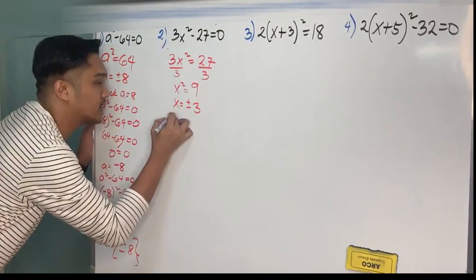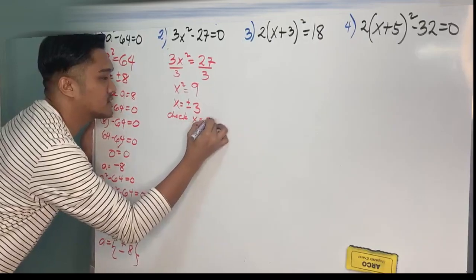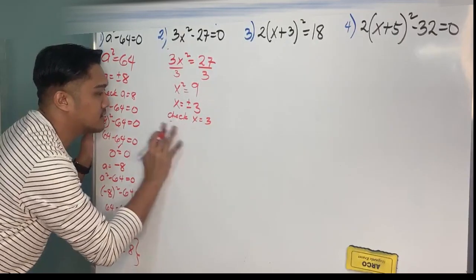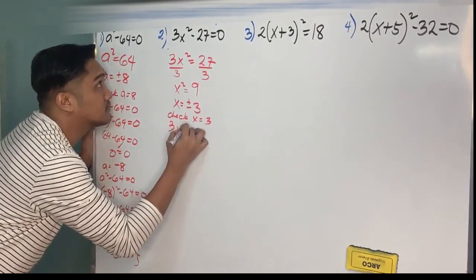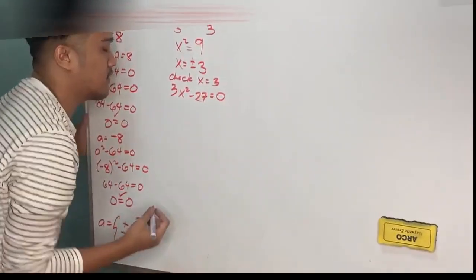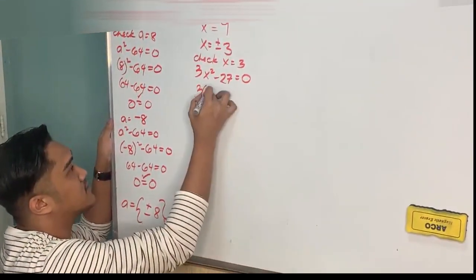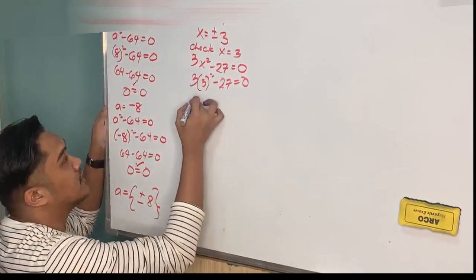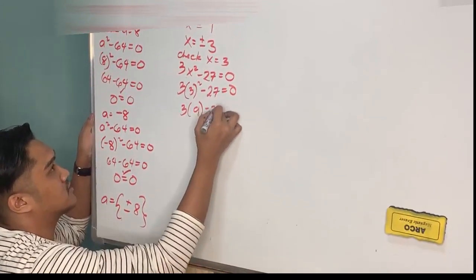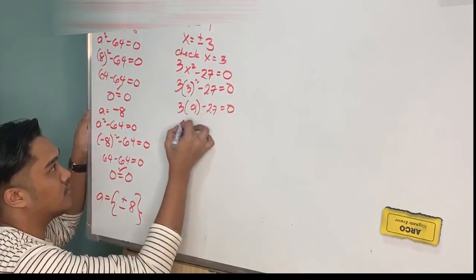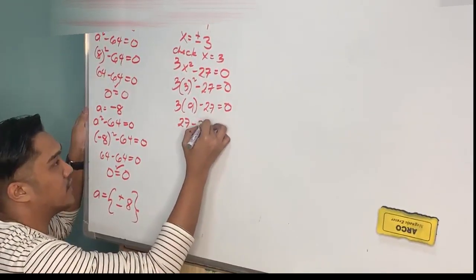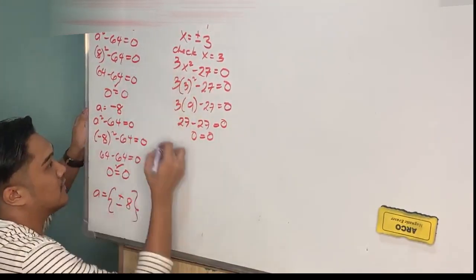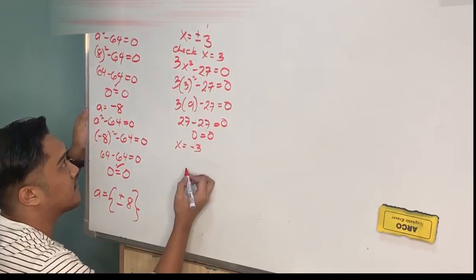Ngayon, substitute. Check. For x equals 3. 3 times 3x squared minus 27 is equal to 0. Magiging 3 times 3 squared minus 27 is equal to 0. So 3 times 9 minus 27 is equal to 0. 27 minus 27 is equal to 0. 0 equals 0. Ngayon, for x equals negative 3.